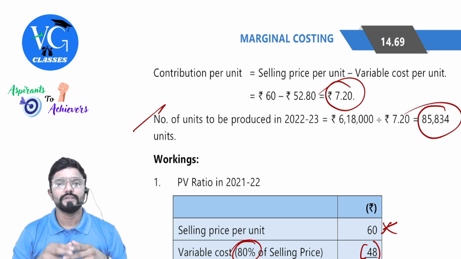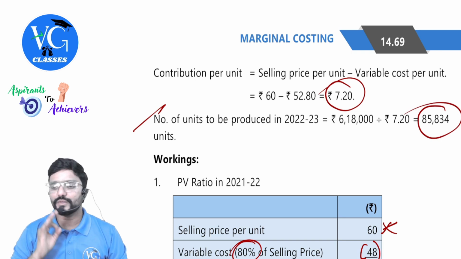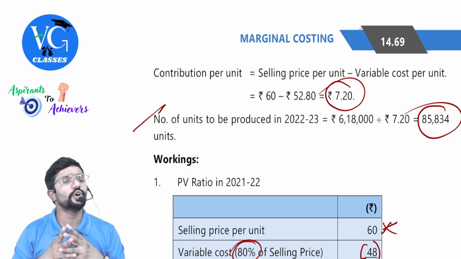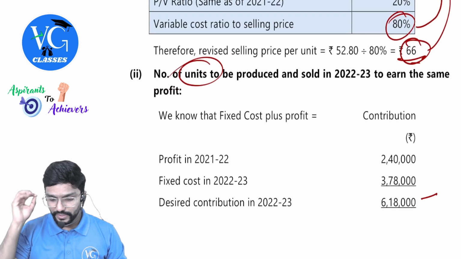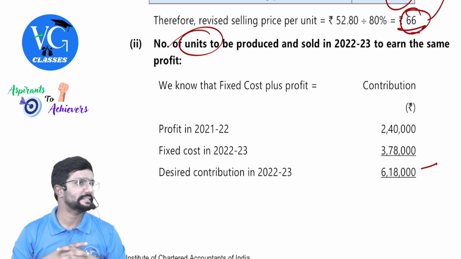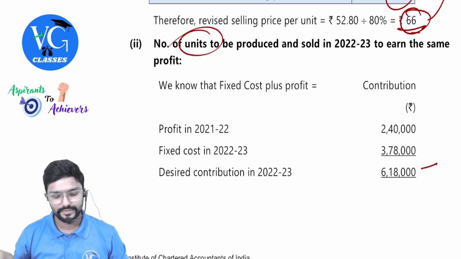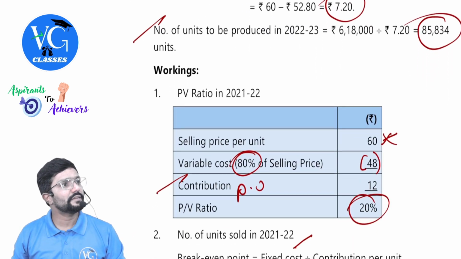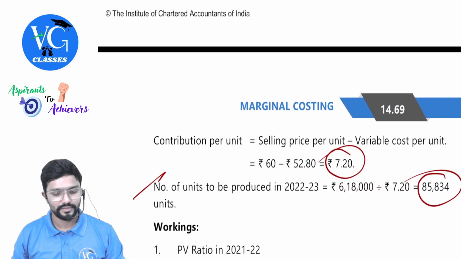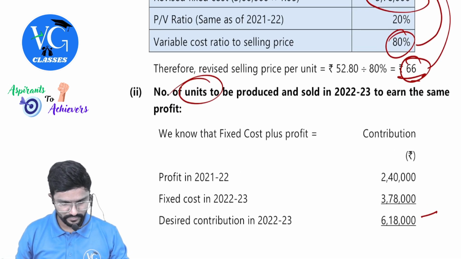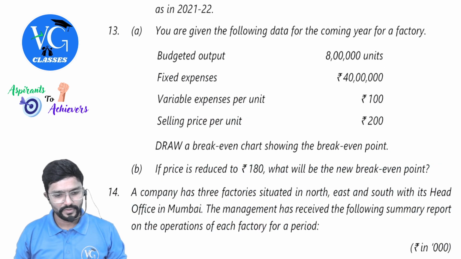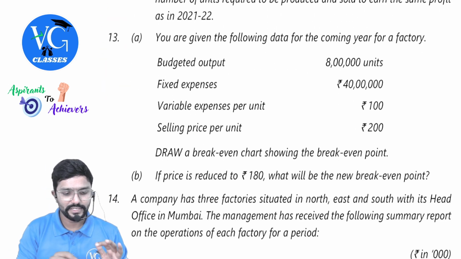85,834 units. So company has to sell 85,834 units to earn the profit. Please be careful, not to break even, to earn a profit of 2,40,000. Clear? Any confusion? Dushyant and Manjunath. Yeah, 12th one done. 13th.